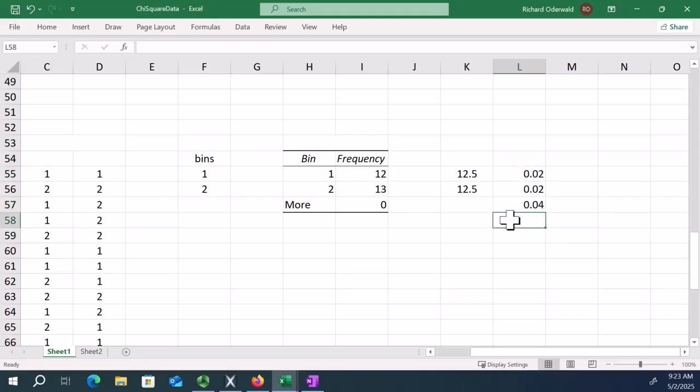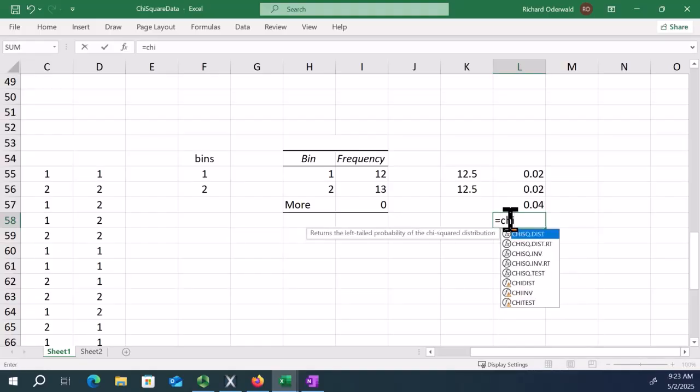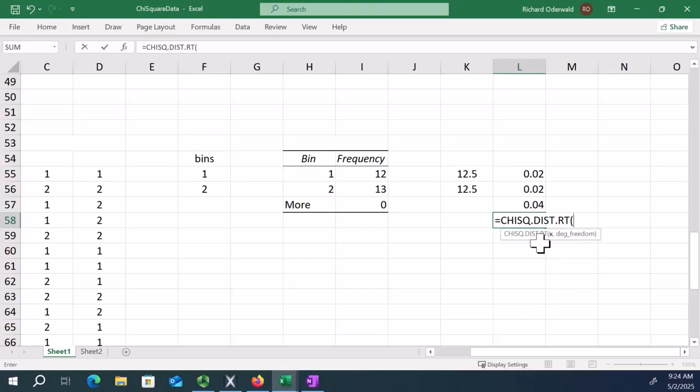But if I look up the significance, this is equals chi-square dist right tail. We have a value of a chi-square test, and we want the probability in the right-hand tail. Chi-square always uses the right-hand tail. The statistic is always positive. You remember how many degrees of freedom? 1 degree of freedom. We've got 2 categories. We have 2 minus 1, 1 degree of freedom.